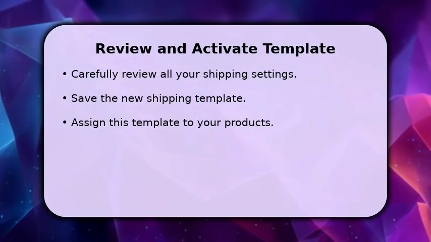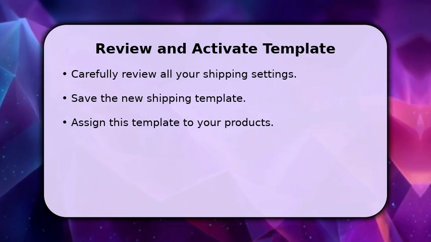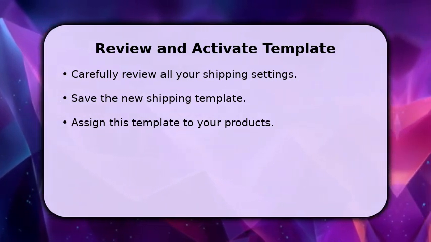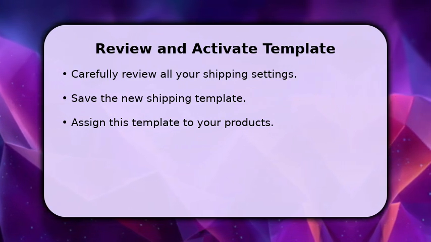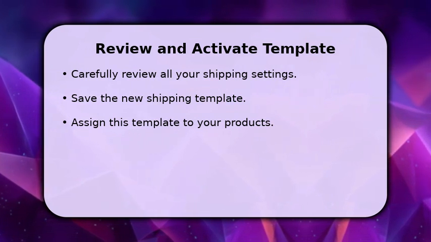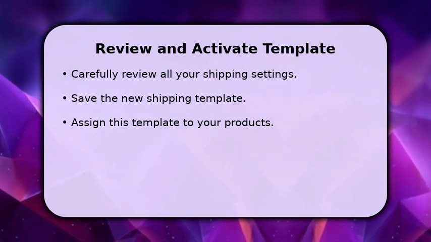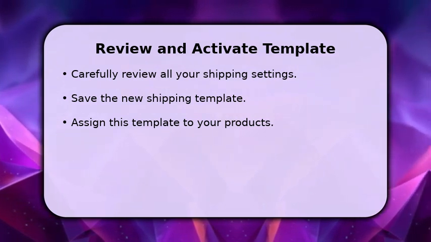Finally, it's time to review and activate your template. Double-check all the settings you've configured, including regions, rates, and any exclusions, to ensure accuracy. Once satisfied, click Submit or Save to finalize your new shipping template. Remember to assign this template to your products so customers see the correct shipping options when making a purchase. You are now ready to sell.